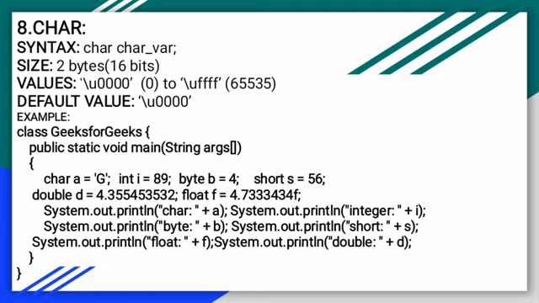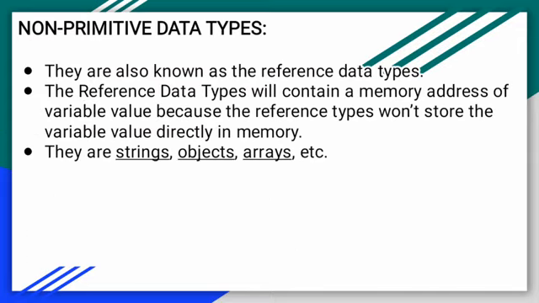So moving further, we are going to discuss non-primitive data types. Non-primitive data types are also known as reference data types. The reference data types contain a memory address of a variable value, because the reference types won't store the variable value directly in memory. So non-primitive data types are classified into strings, objects, arrays, etc. Classes also come under this type. So moving further, let's discuss briefly.